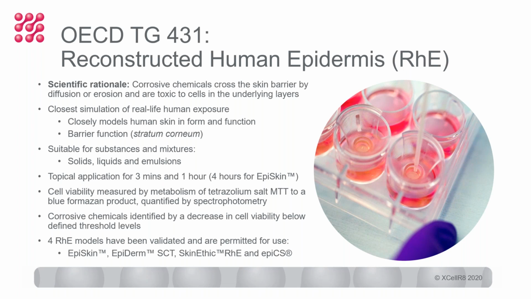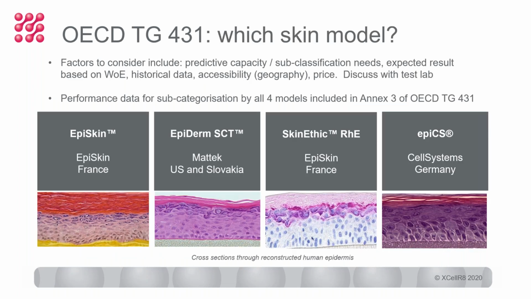So corrosive chemicals are being identified by a decrease in cell viability below well-defined threshold levels that were identified during the validation study. Now, there are 4 models that have been validated and permitted for use with this method, and they're provided by a variety of commercial suppliers. This can seem a little confusing when looking at the test guideline, but it is really important to think about what your desired outcome is, what type of data you need, and therefore which is the best skin model to use. So I'll go on to those in a bit more detail on this slide.